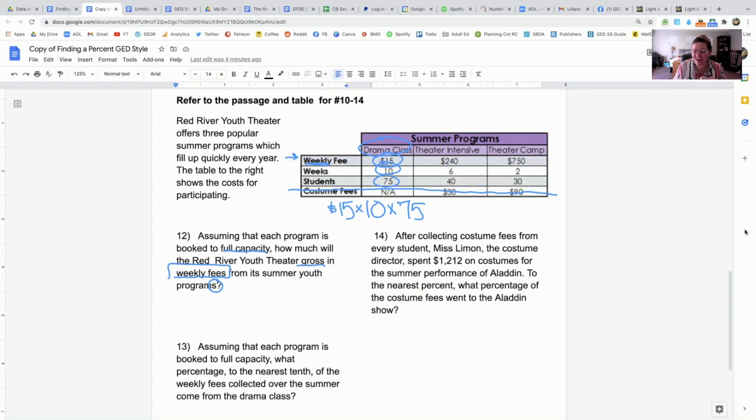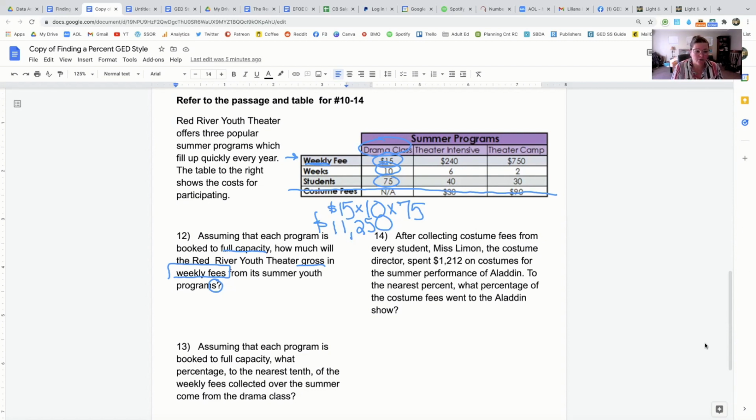Let's let the calculator handle what the calculator can handle. 15 times 10 times 75. And I get, woo, a lot of money from that alone. $11,250 just from that piece. But that's just from the drama class.